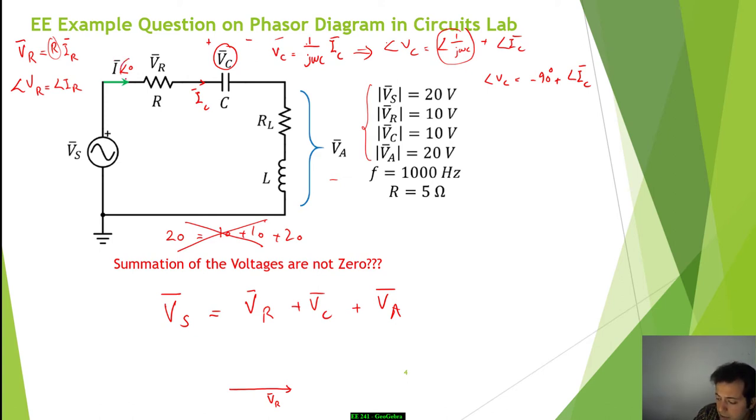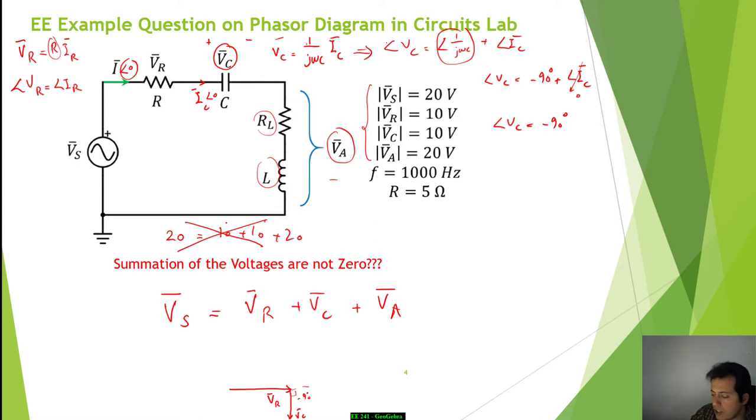Therefore, if I assume this angle is 0, that is the same as this angle. So the angle of IC is also 0. That means the angle of VC is negative 90 degrees. So if I want to plot VC, I should go down because its angle is negative 90 degrees. The second term is my VA, which is the summation of the voltage across a resistance and an inductor.